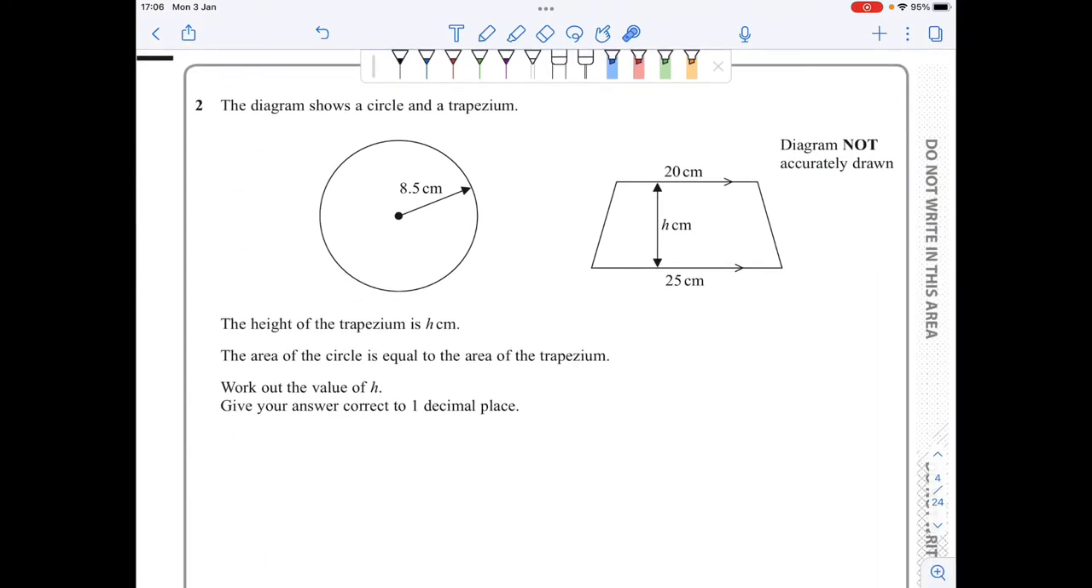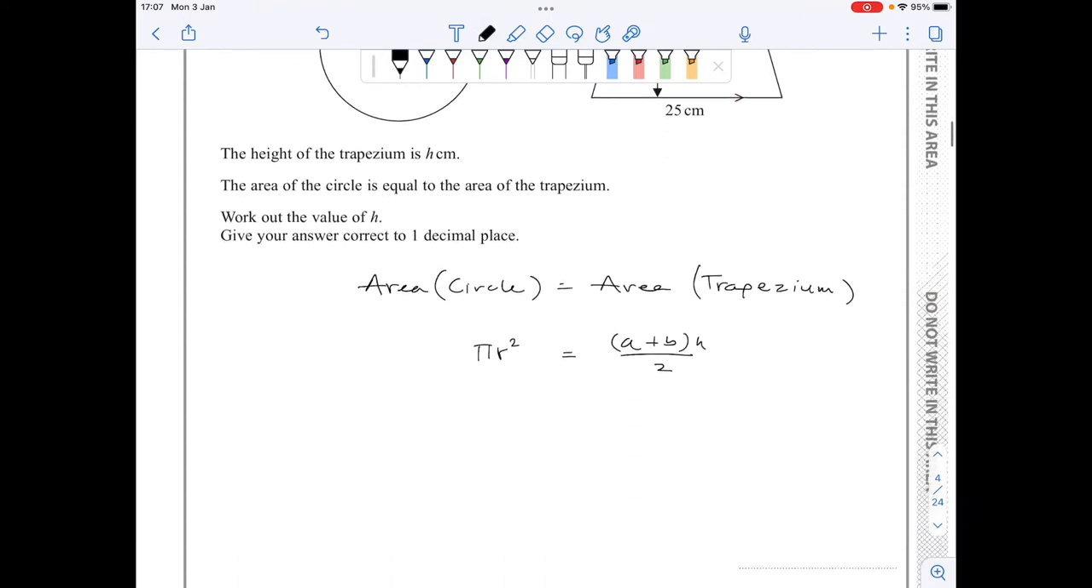For question 2, I'll start by writing area of circle equals area of trapezium. Now, the area of the circle is pi r squared. For the trapezium it is a plus b times height over 2, where a and b are the two parallel bases. Let's substitute our values in. So pi 8.5 squared is equal to 20 plus 25 times height over 2.